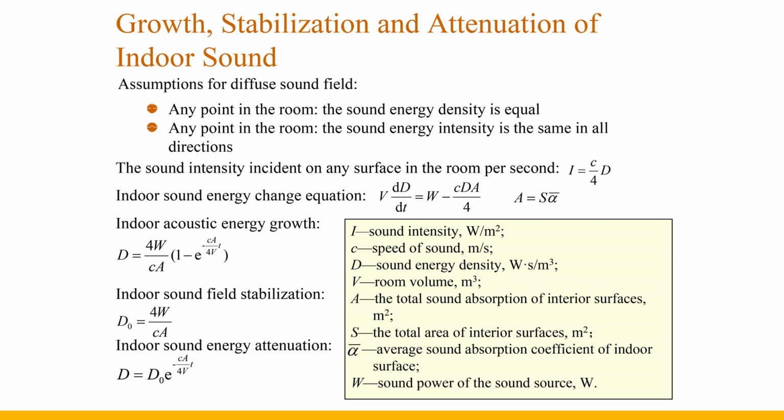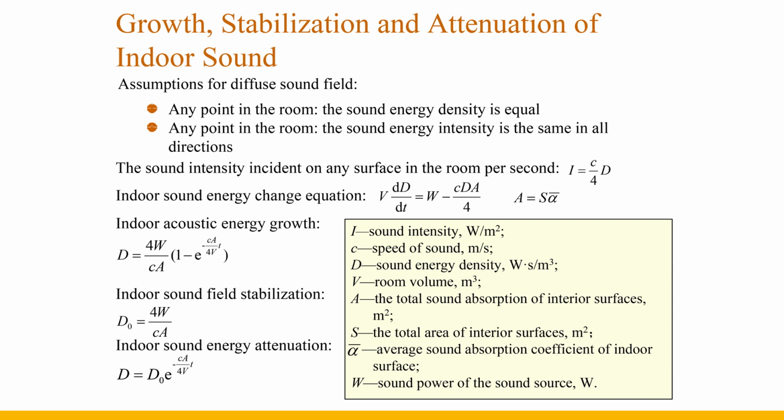The sound field is assumed to be completely diffuse, regardless of where the sound absorbing material, sound source, and receiving point are located. The diffuse sound field has the following characteristics. 1. The sound energy density is uniformly distributed in the room. That is, the sound energy density at any point in the room is equal. 2. The intensity of sound energy in all directions at any point in the room is equal.